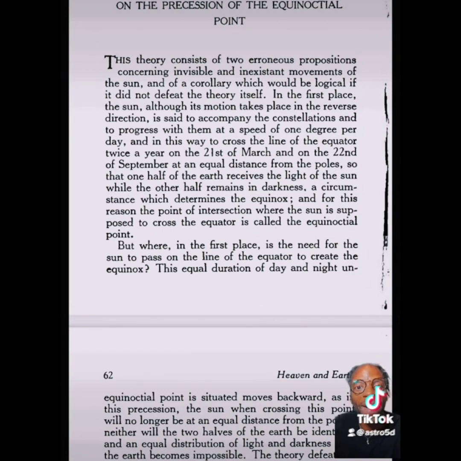So that one half of the earth receives the light of the sun, while the other half remains in darkness, a circumference which determines the equinox. And for this reason, the point of intersection where the sun is supposed to cross the equator is called the equinoctial point. But where in the first place is the need for the sun to pass the line of the equator to create the equinox? Or equinox, however you want to say it, don't make fun of my accent.